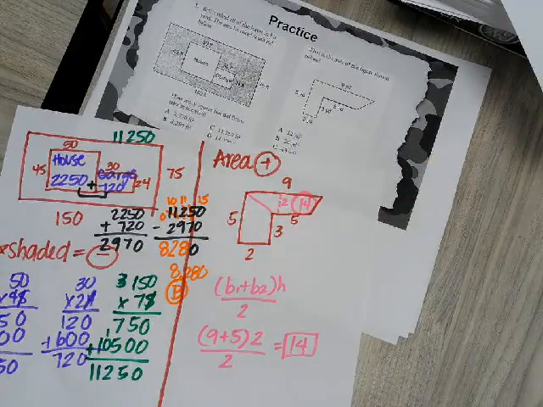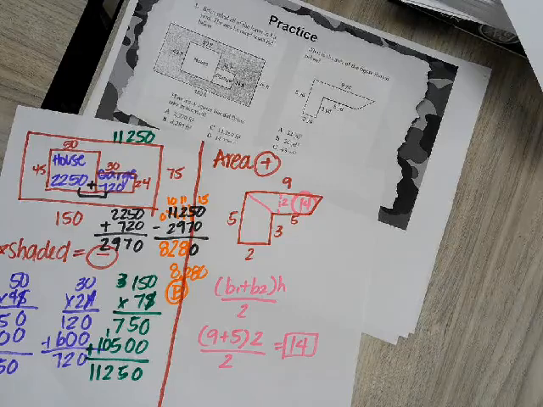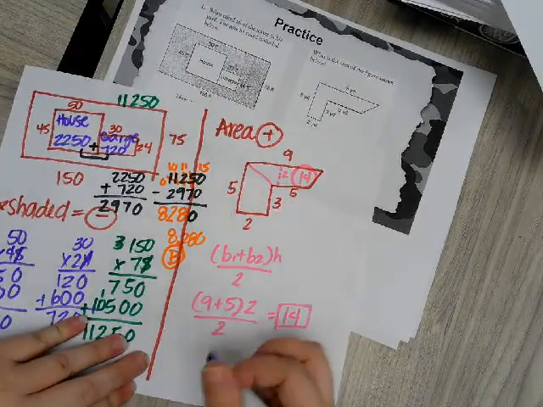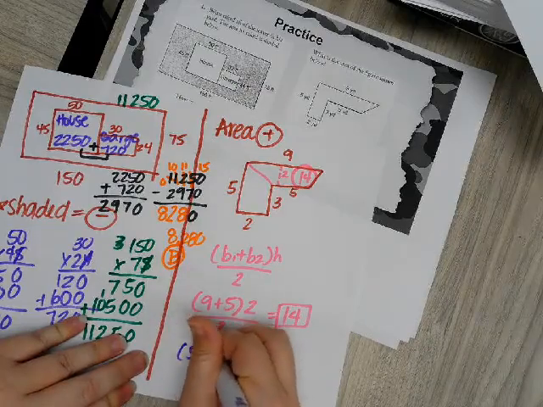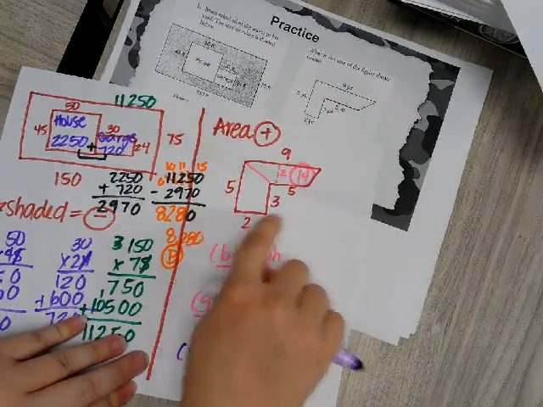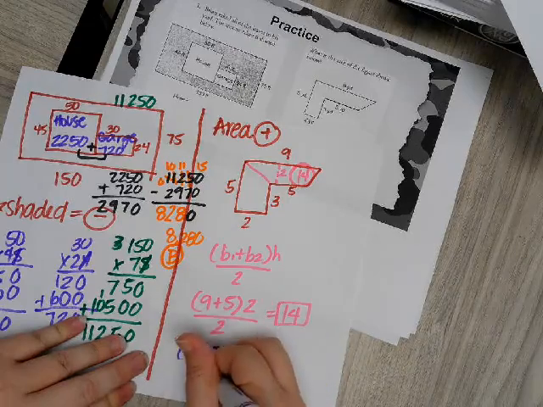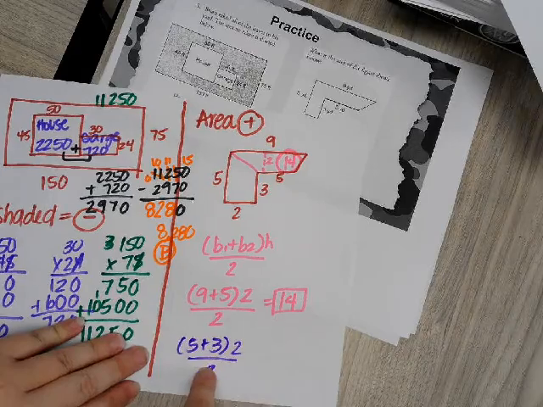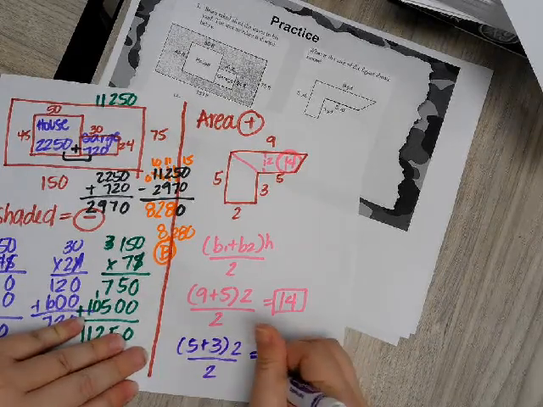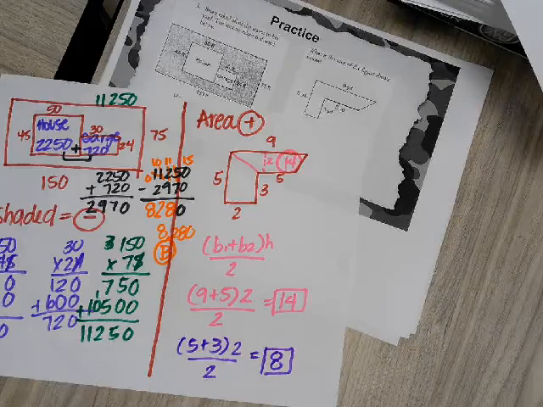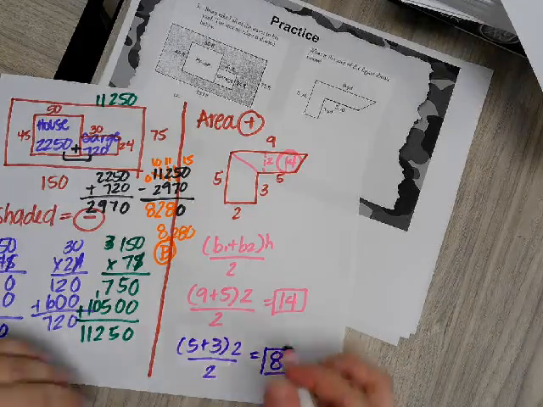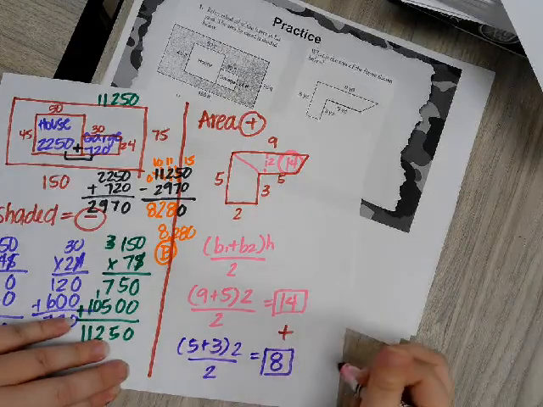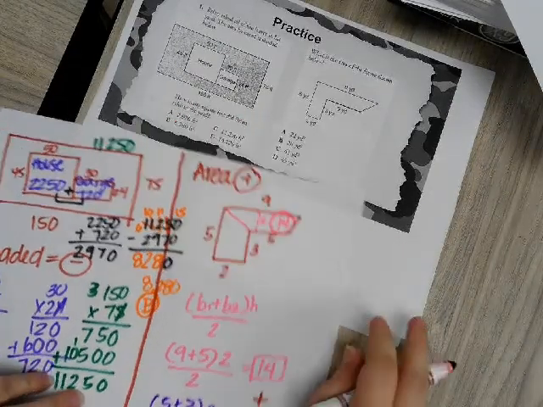I'm going to do my next trapezoid, and so my 2 bases are 5 and 3. My height is 2. So 5 plus 3 is 8, times 2 is 16, divided by 2, that's 8. What do you think I'm going to have to do with my 8 and my 14? I'm going to have to add. 8 plus 14 gets me 22. So my answer is A.